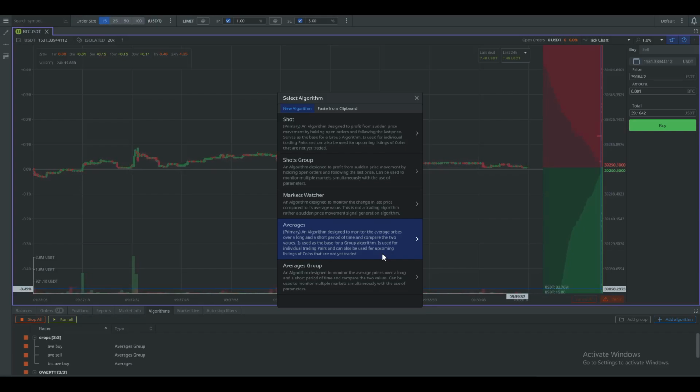a correction. The averages algorithm can be used on one particular pair or to prepare an algorithm for a pair that does not yet exist but will soon be listed on the exchange. Averages group works on the same principle but on many markets. Let's look at the averages group.